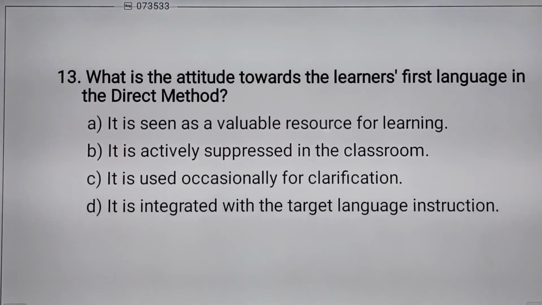Next, what is the attitude towards the learner's first language in the direct method? A. It is seen as a valuable resource for learning. B. It is actively suppressed in the classroom. C. It is used occasionally for clarification. D. It is integrated with the target language instruction. The right answer is B. It is actively suppressed in the classroom.